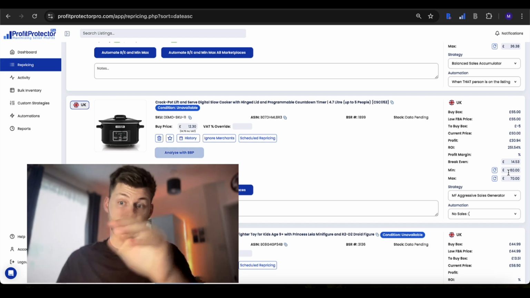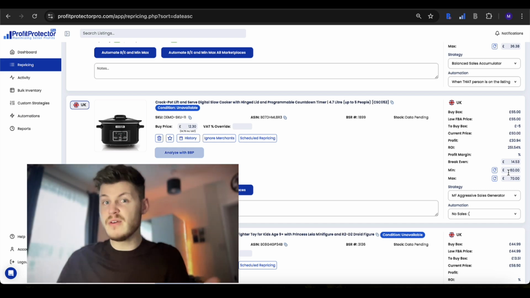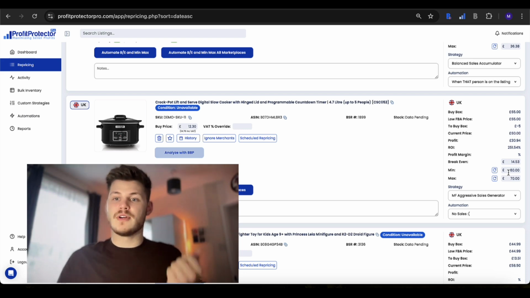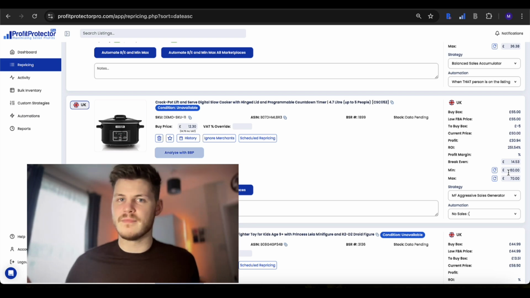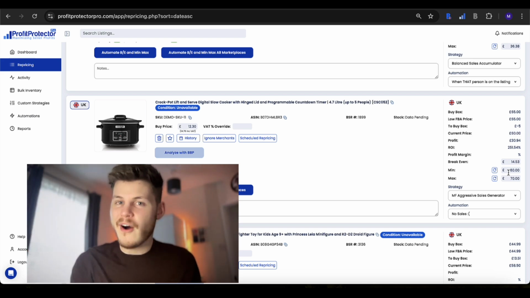So I would advise that the minimum price is above your break even, because your break even, if you sell for that price, you're not making anything. You're not making a loss, but you're not making a profit either. Obviously, you don't want to set your minimum below the break even either.